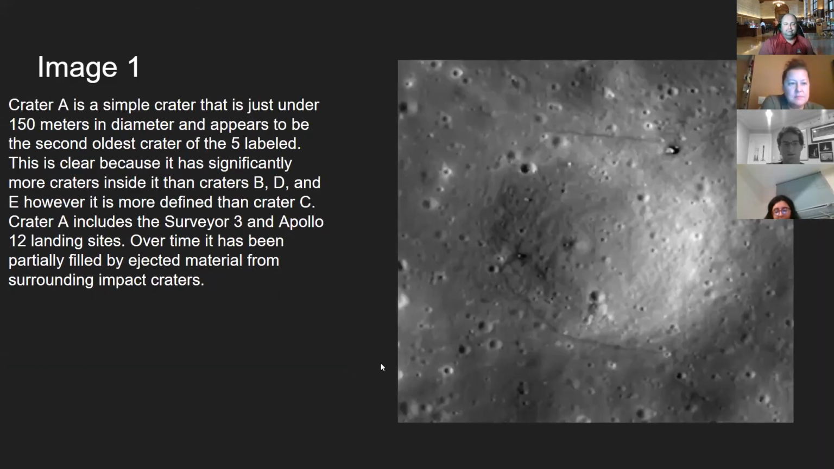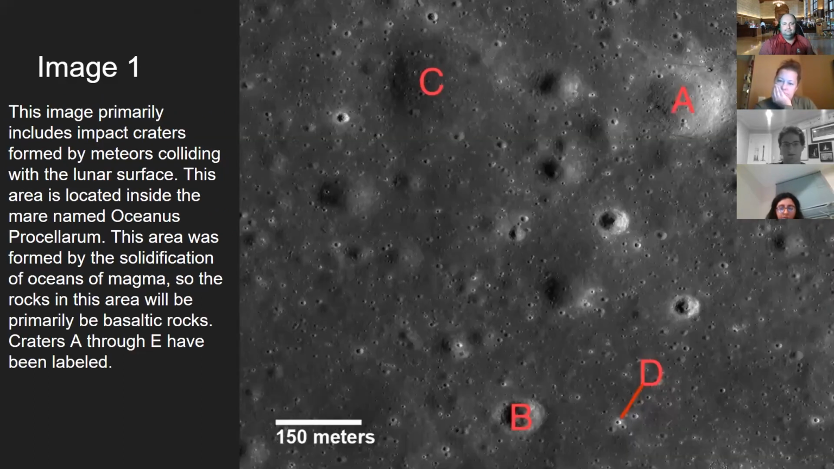The first crater, I just want to point out, is kind of interesting because you have the Apollo 12 landing site and the Surveyor 3 landing sites here. The crater is 150 meters in diameter, which I got from the scaling of the original image.